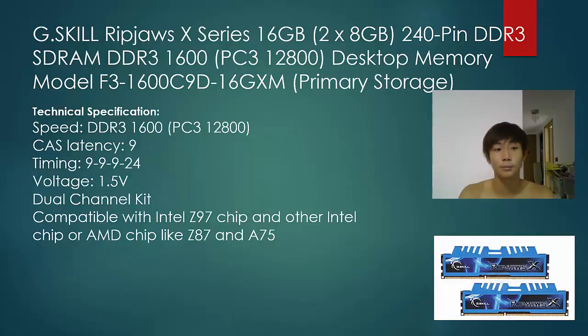Then this is the technical specification for our primary storage. The speed is DDR3 1600, PC3 12800, and the CAS latency is 9. Then you also require 1.5 volts of electricity to make this run.